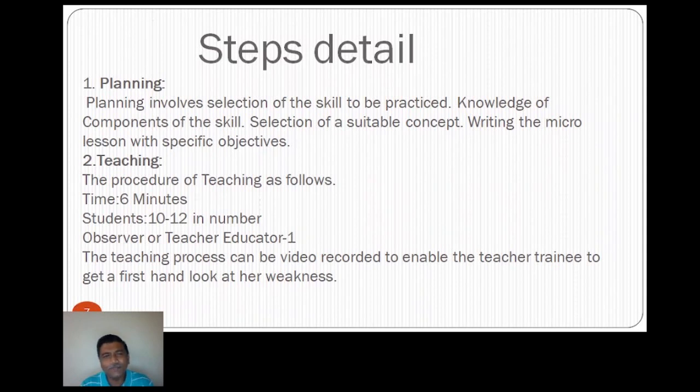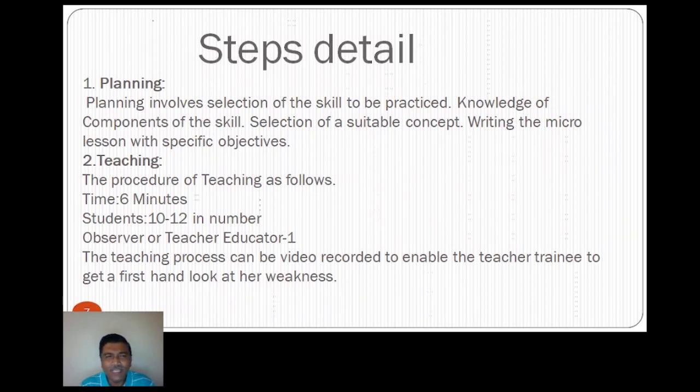That's very important. So here is selection of the skill to be practiced. That's also very important. Most teacher trainees will get confused: out of 20 skills, which skills are very important to follow. That depends upon the directions of your concerned institution authority and NCTE and the requirement of the context.